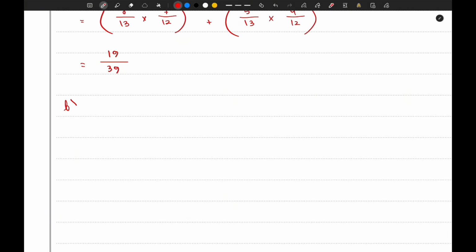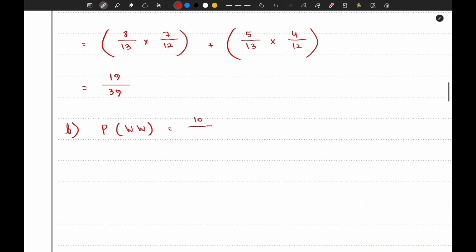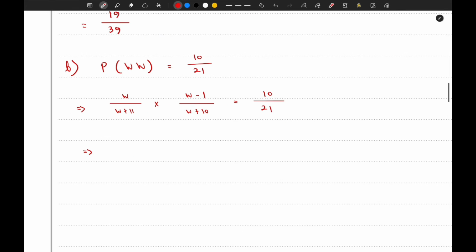Now we can say that the probability for the first one to be white and the second one to be white is 10 over 21. So the first one to be white is W over W plus 11. And the second one to be white will be W minus 1 divided by W plus 10. So that's 10 over 21. Now we just need to solve this equation.